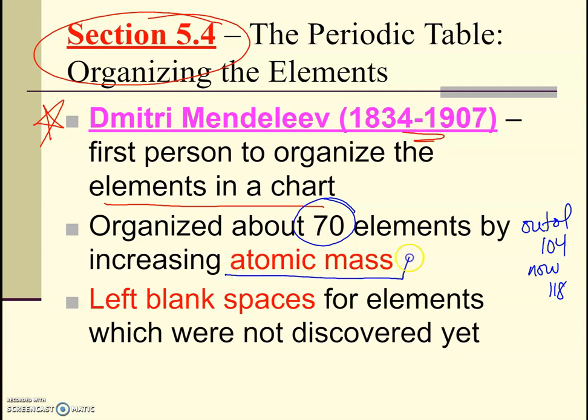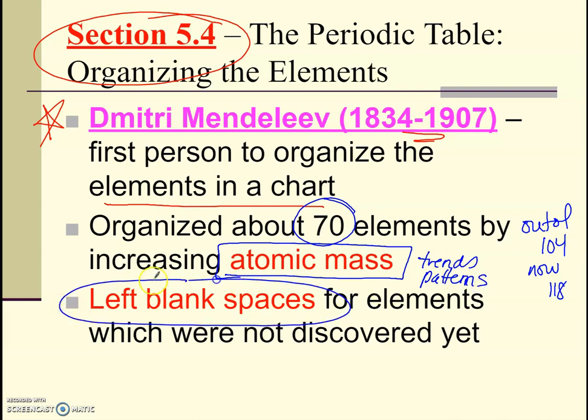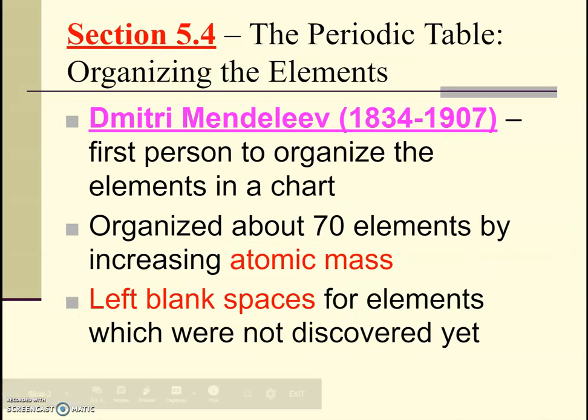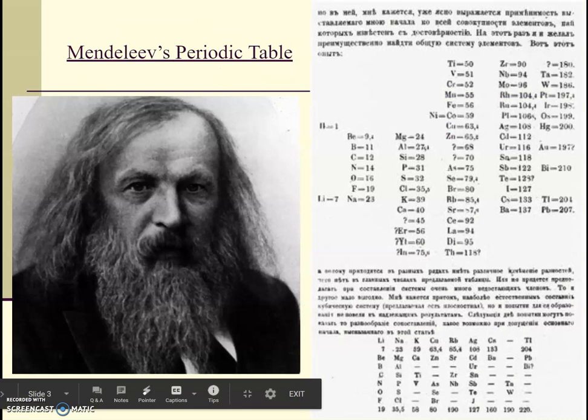So he put them in terms of atomic mass. He didn't really know, their protons weren't discovered yet. The atomic number wasn't really a thing. And he figured out that if he put them by increasing atomic mass, there were some trends. There were some patterns. So much so that he left blank spaces for undiscovered elements, which people thought he was cray-cray bananas about the whole thing.